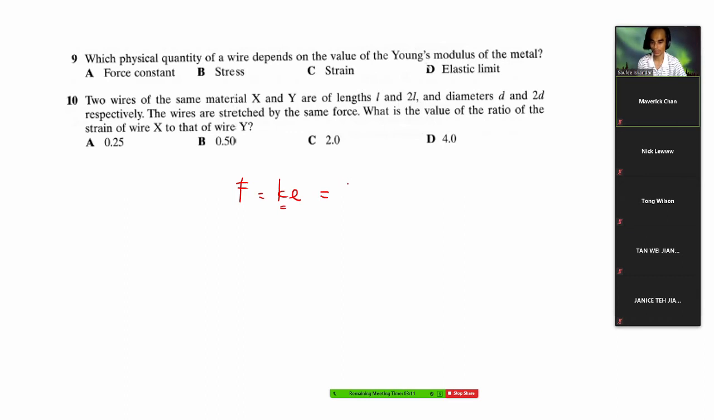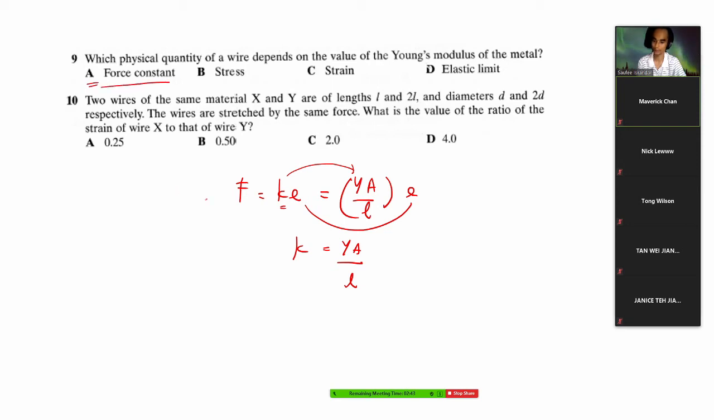So K is actually Young modulus times A divided by L. K equals Young modulus times A divided by L. So actually F is a force. Number 9, the answer is A, force constant F.